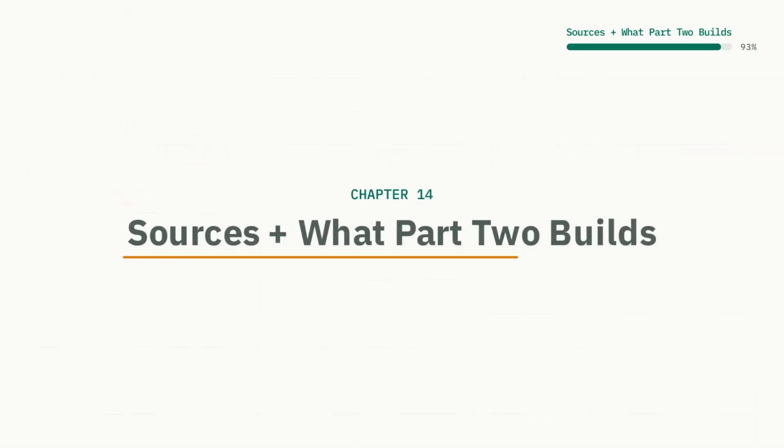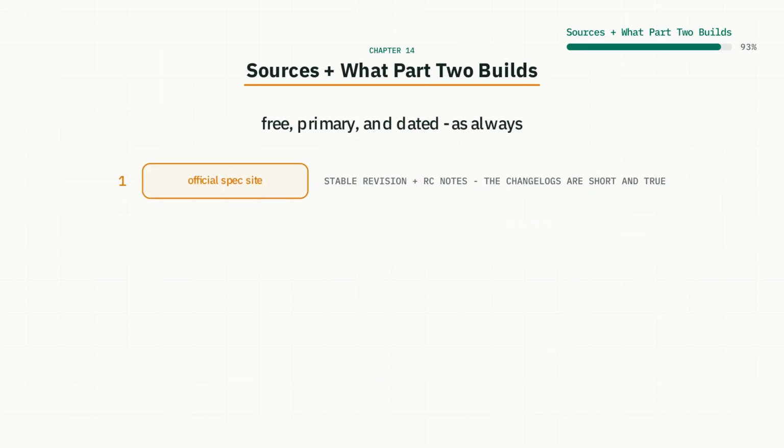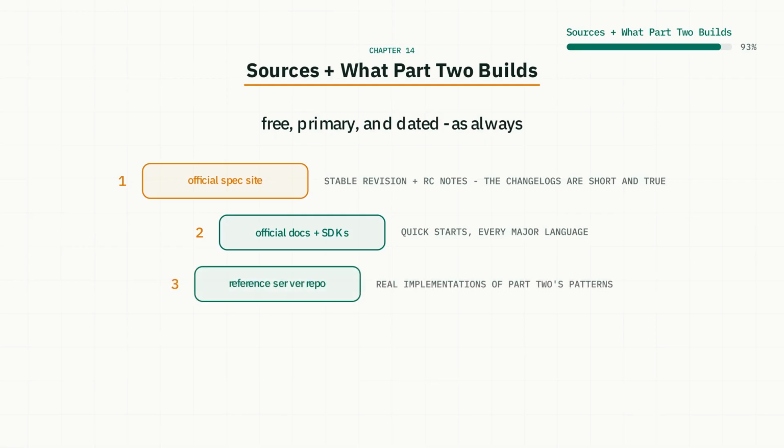Chapter 14, Your Sources, free as always. The official specification site where the current stable revision and the release candidate notes live. Read the changelog pages, they're short and they're the truth. The official documentation and SDKs with quick starts for every major language. The reference server repository, real implementations of the patterns part 2 will teach. And the official blog where release candidates and roadmap updates land first.